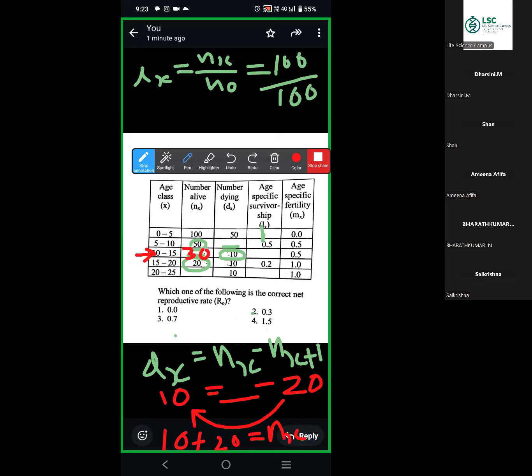Now considering the third age class, there are 30 individuals present. Out of the 30 individuals, 10 individuals died. So 30 minus 10 is 20. Those 20 individuals will be present in the fourth age class. Then out of the 20 individuals, 10 individuals died. So 10 individuals will be present in the fifth age class.